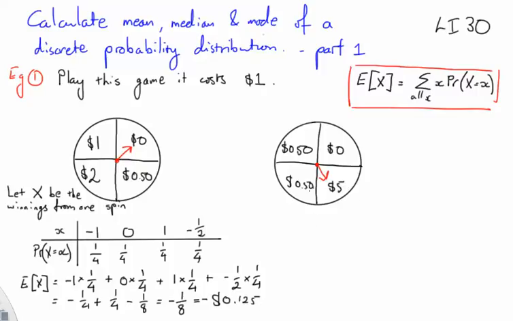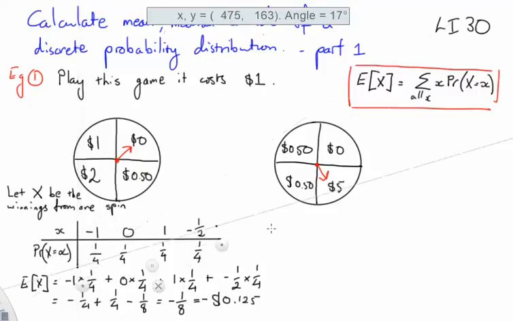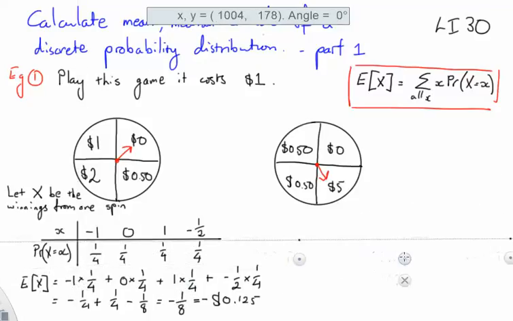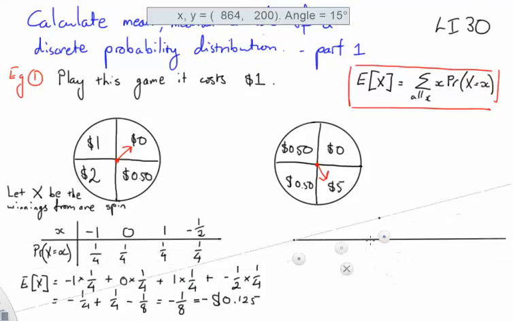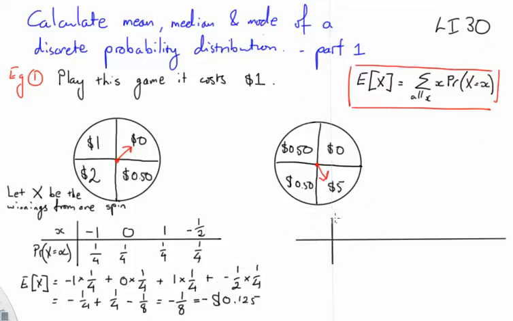Let's have a look at this one. So we're still going to have X be the winnings from one spin. Let's draw up our table, our probability distribution. Alright, what's the expectation of this game? Well, we have X, probability that X equals X. Here you'd lose your dollar, here you'd lose 50 cents, here you'd lose 50 cents, here you'd win $4. Hey, that's nice. And each one has a probability of 1/4.